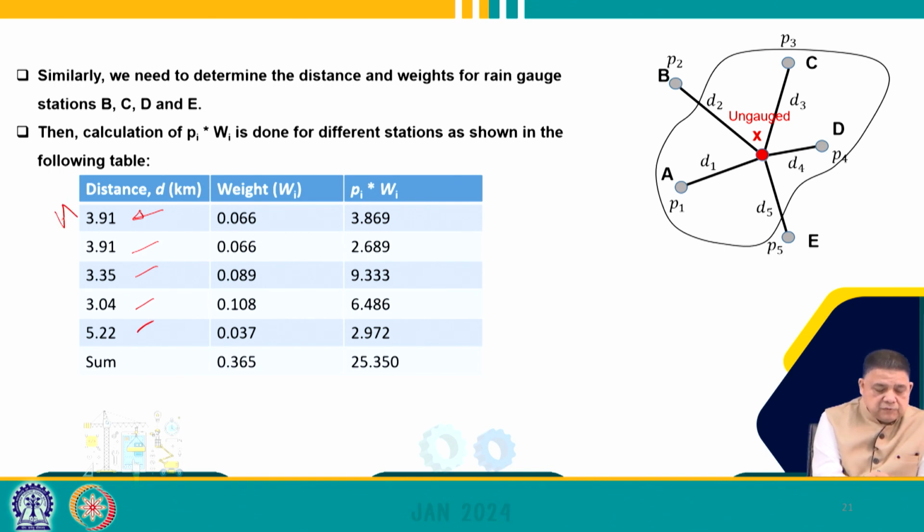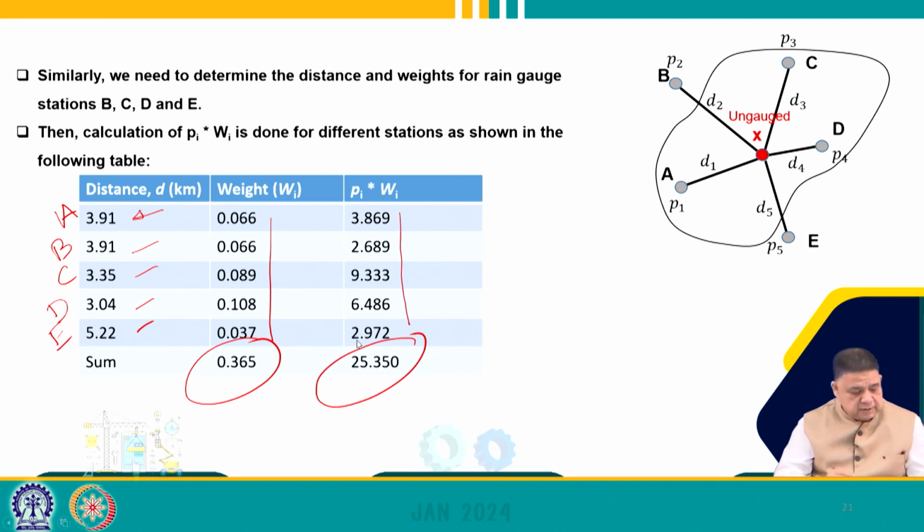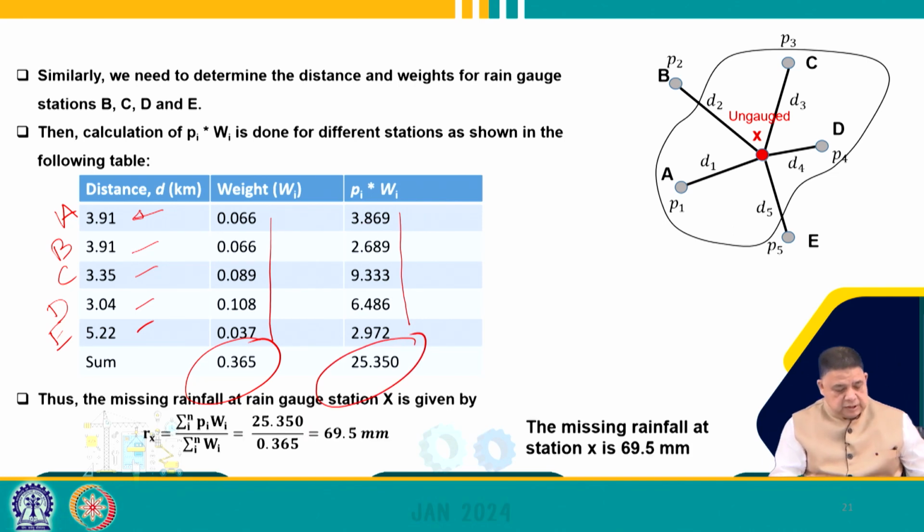So, this is station A, which we already calculated, and this is for B, C, D and E. These are the distances, these are the weights we calculated, and this is P i W i. The sum of W i is this, the sum of P i W i is this, and the ratio of these two gives the missing rainfall at station X. So, 25.350 divided by 0.365 gives us a value of 69.5. So, the missing rainfall at station X is 69.5 mm using the inverse distance method.